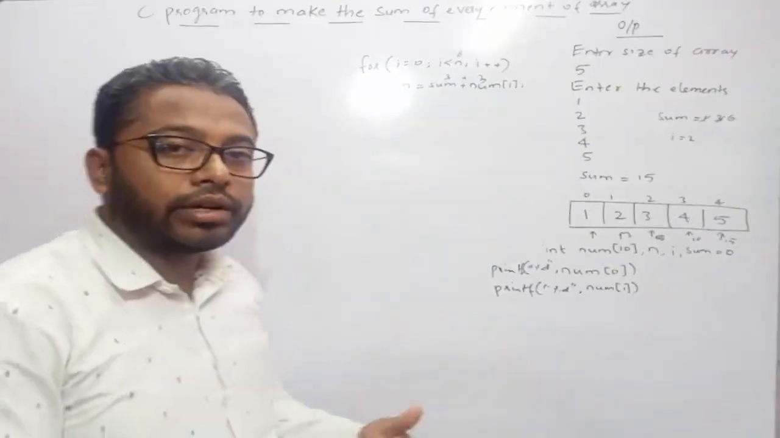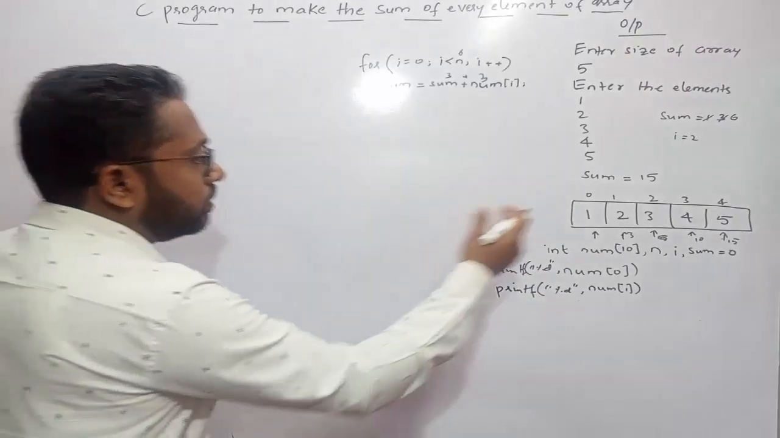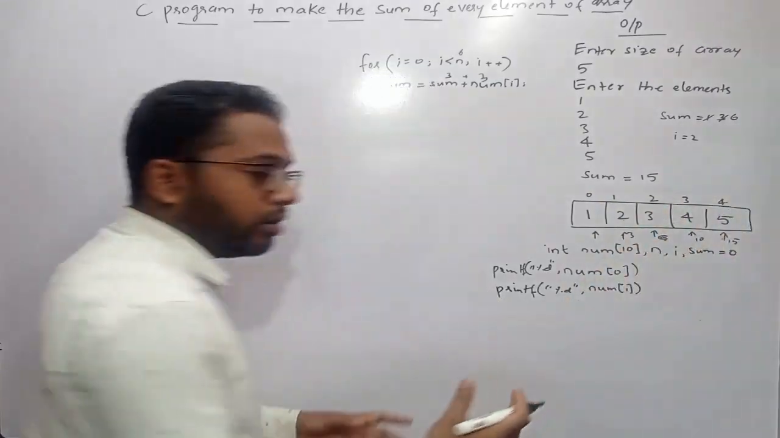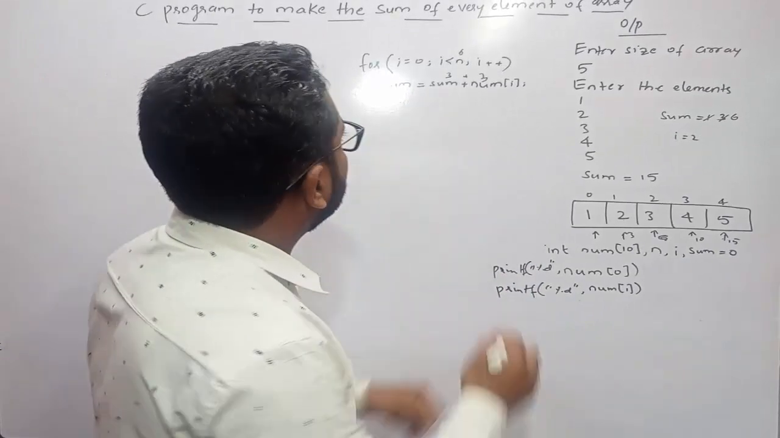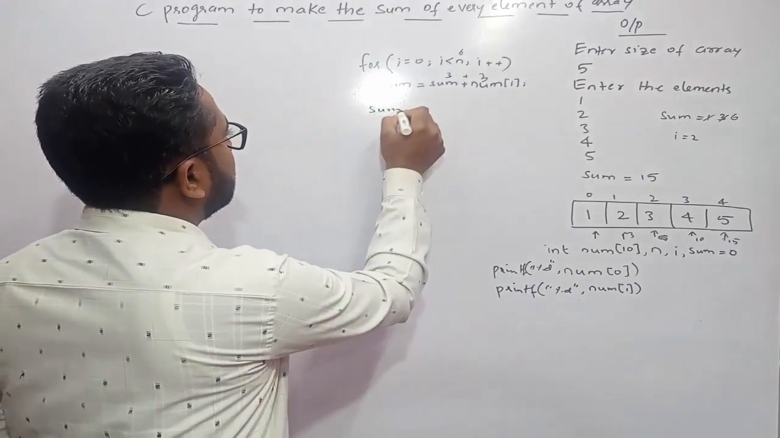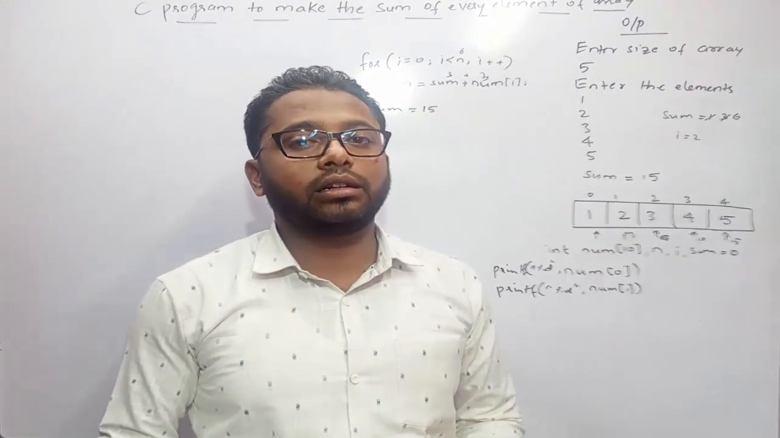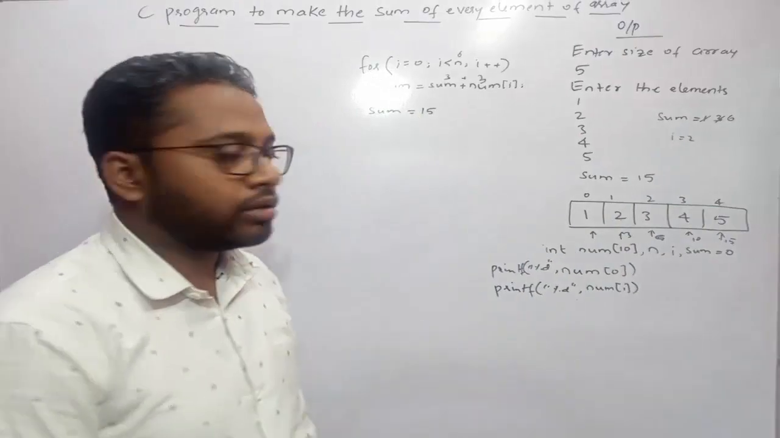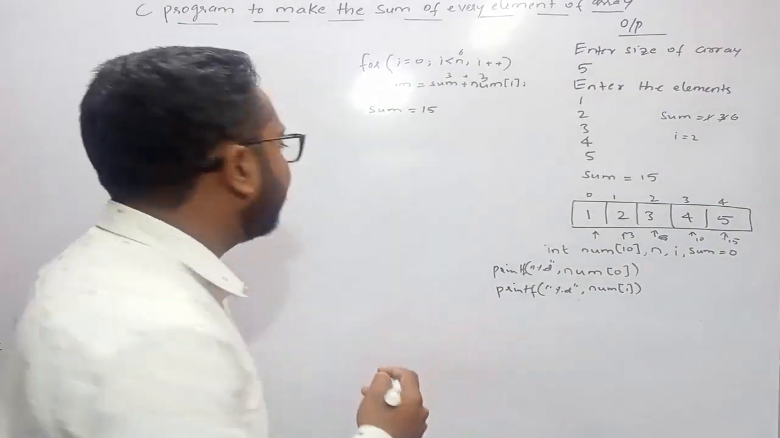Like this, with each and every iteration, the I value gets incremented by 1, and we will be visiting each and every item in the array, and we will be adding each and every one of those items, and finally we will get sum equals 15. Okay, so this is how we can write a C program to make the sum of each and every item of an array. So now let me convert this logic into a program.